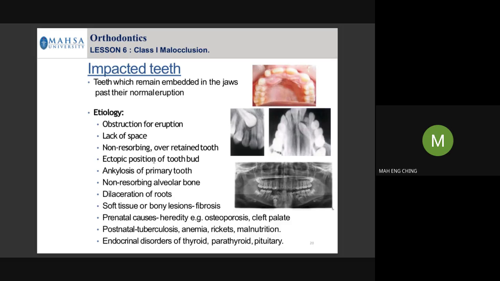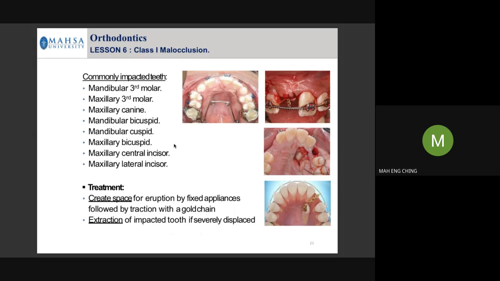You have to expose the canine, then you have to find the canine, and stick something like a gold chain or attachment on it, then use the braces to pull it down slowly. I see this as surgical exposure: expose, find the canine, put on a gold chain, then use the braces to pull it out slowly.